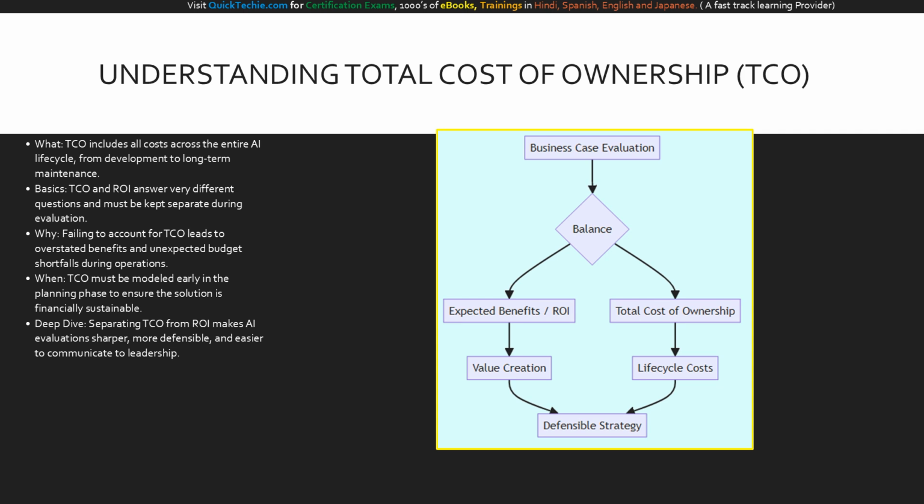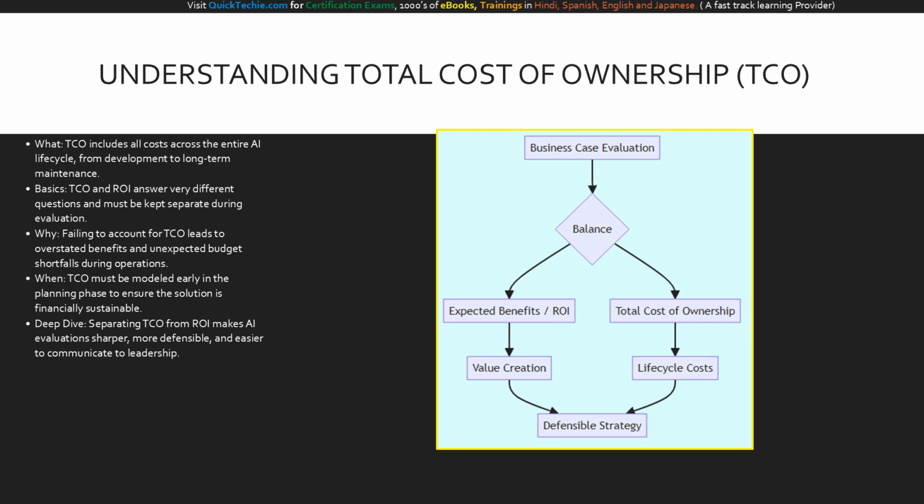Taking a deep dive into Microsoft's guidance, separating TCO from ROI makes your AI evaluations significantly sharper. It allows you to have transparent conversations with finance teams. When you clearly outline the long-term running costs against the expected gains, your strategy becomes highly defensible and trustworthy.